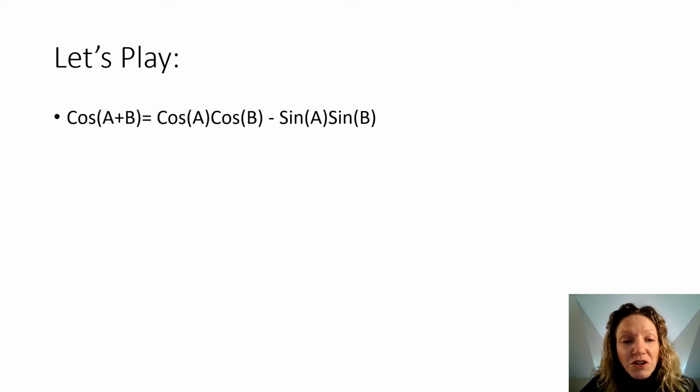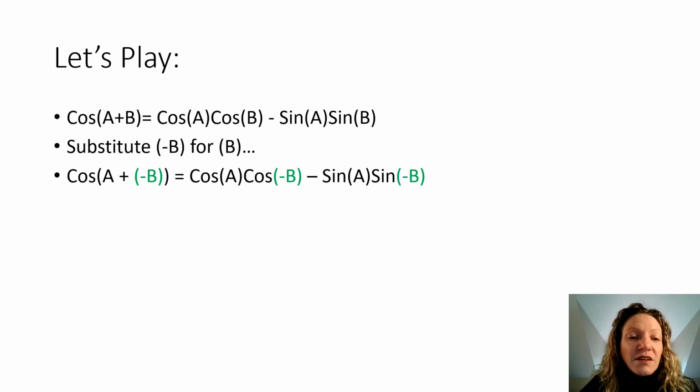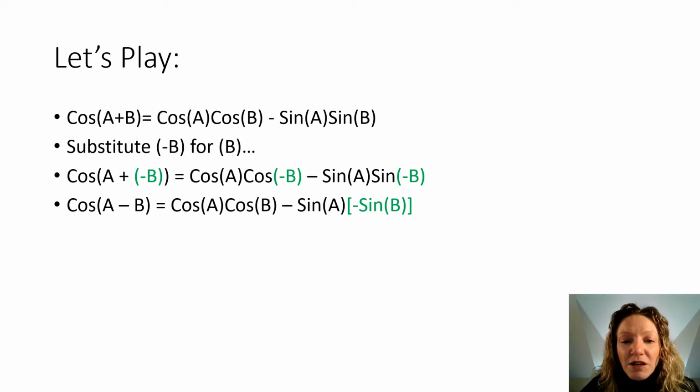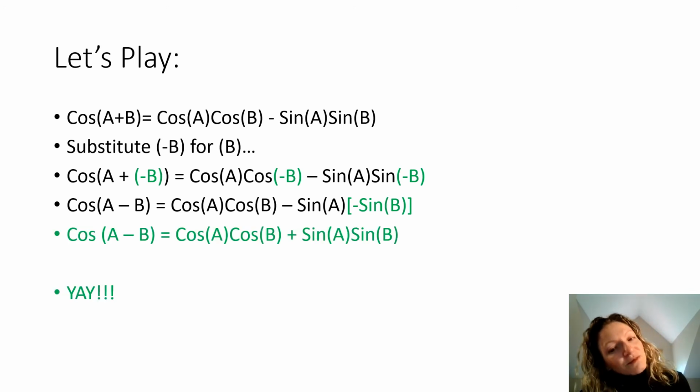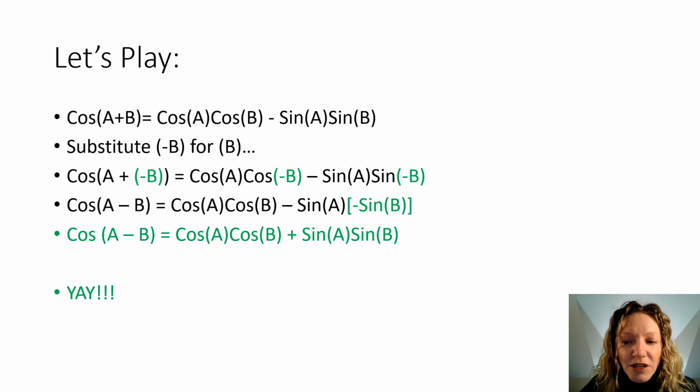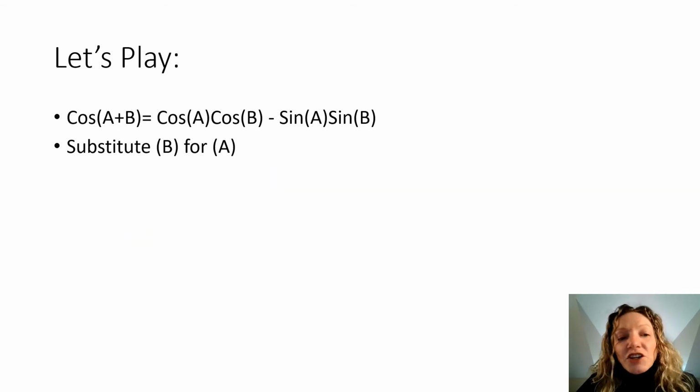Let's play around with the cosine formula. Cosine A plus B. We can substitute negative B for B. Our formula becomes cosine A minus B. And then sine negative B becomes negative sine B. So we end up with cosine A cosine B minus sine A times minus sine B. Negative times negative is positive. Here we go. Cosine A minus B is cosine A cosine B plus sine A sine B. Yay!